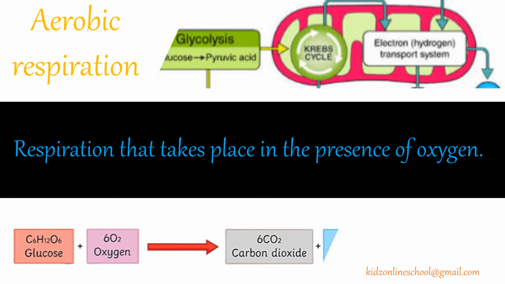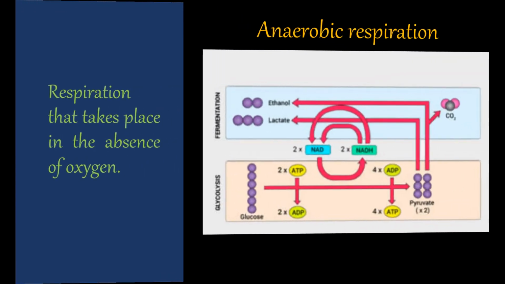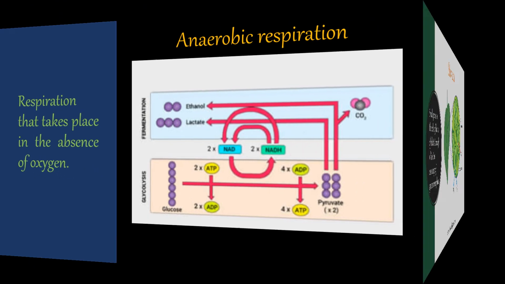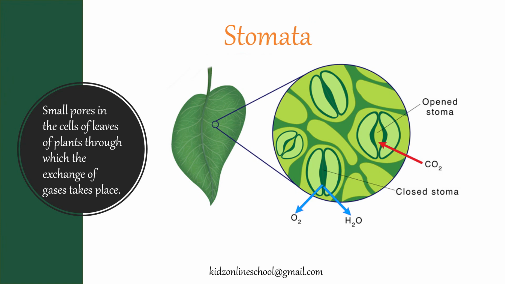Aerobic respiration: respiration that takes place in the presence of oxygen. Anaerobic respiration: respiration that takes place in the absence of oxygen. Stomata: small pores in the cells of leaves of plants through which the exchange of gases takes place.